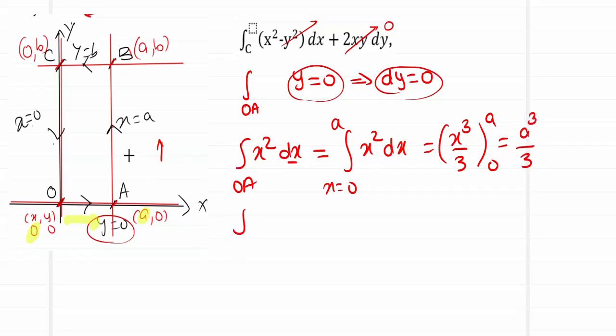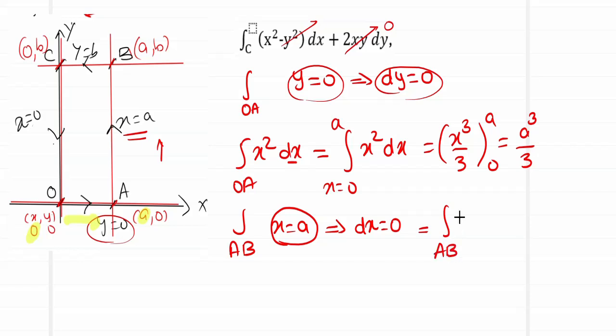Now let us move to the second line. Along the line AB, what is the name of the line AB? The name of the line AB is x equal to a. If I have x equal to a, differentiating on both sides, I have dx equal to 0, and we will have to substitute all these quantities into the original expression. When I substitute, dx equal to 0, so this will vanish, and what will be left is only this part. So you will have the integral over AB, which will give me 2 times, x replaced as a, and you will have y with respect to dy.